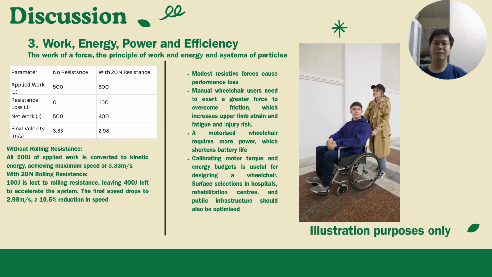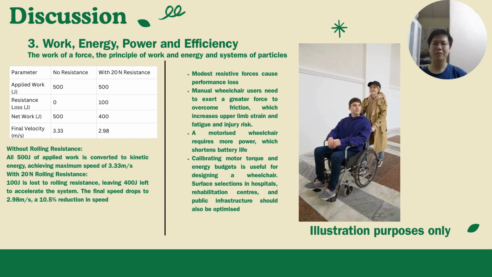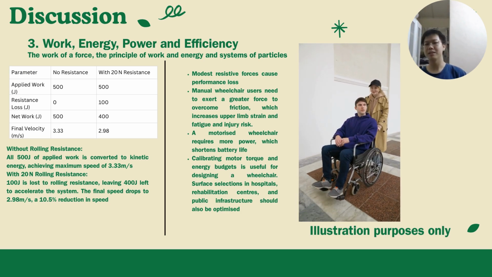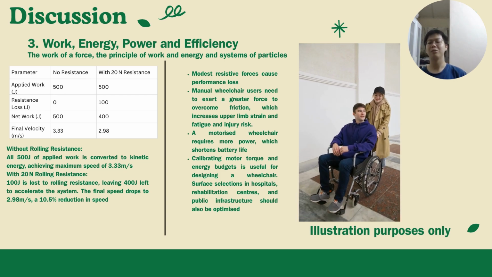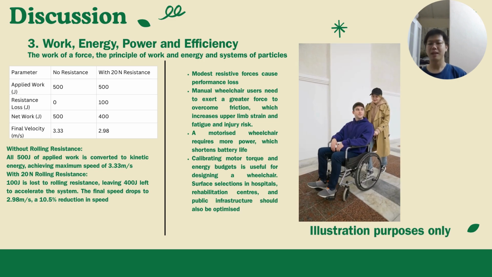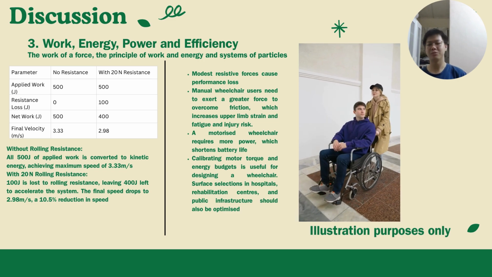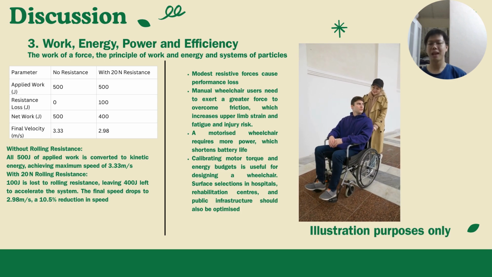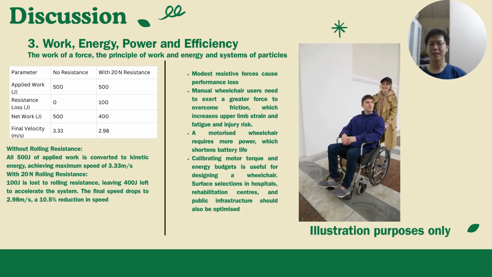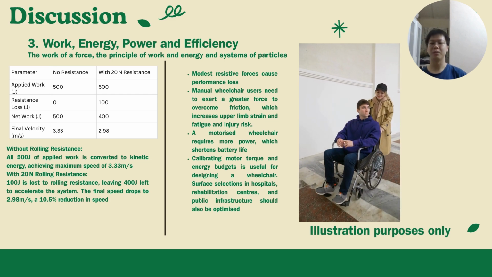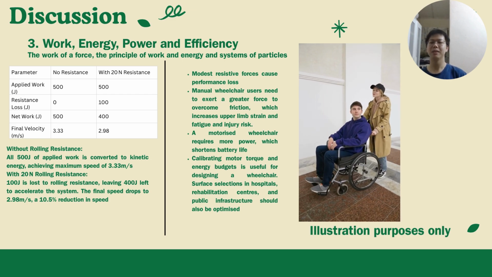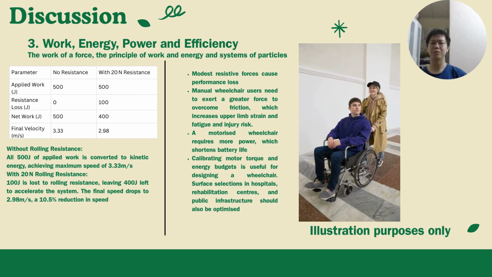For the work of a force, the principle of work and energy and systems of particles, based on the calculation, the final speed drops to 2.98 meters per second from an ideal 3.33 meters per second when a 20 Newton rolling resistance is introduced. This represents a 10.5% reduction in speed. This means manual wheelchair users must exert significantly greater force to overcome friction, increasing upper limb strain, fatigue, and the risk of long-term shoulder injuries.